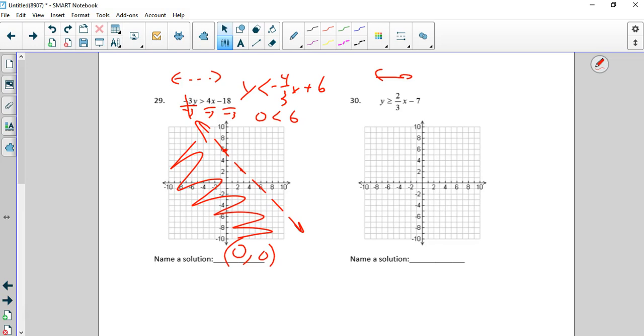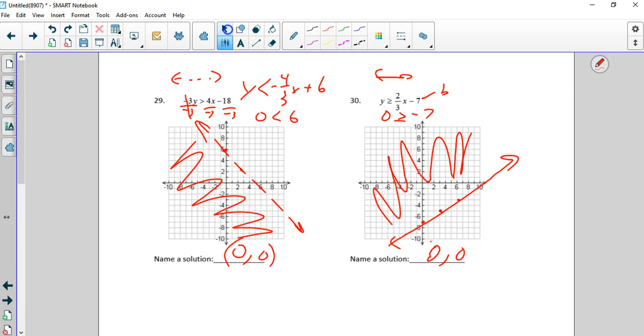And here I have -7, that's my b. My slope is 2/3, up 1, 2, right 3. 1, 2, 3. And I can keep going. It is a solid line. I'm going to pick 0, 0 again. 0 is greater than any negative number. So this is true. And again, the test point works, so use it. But anything up there would work.